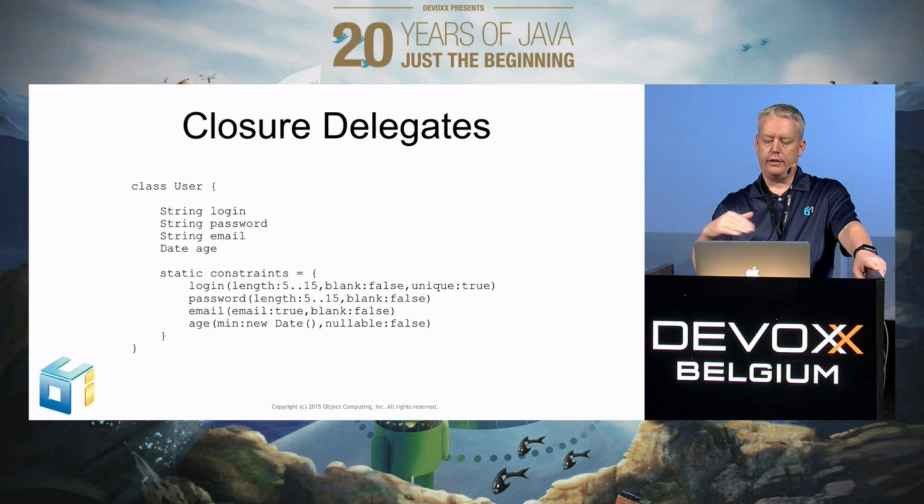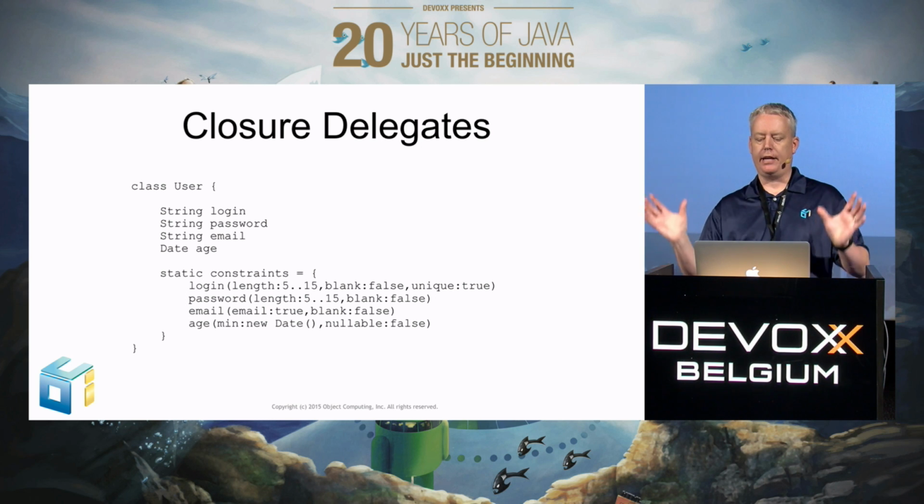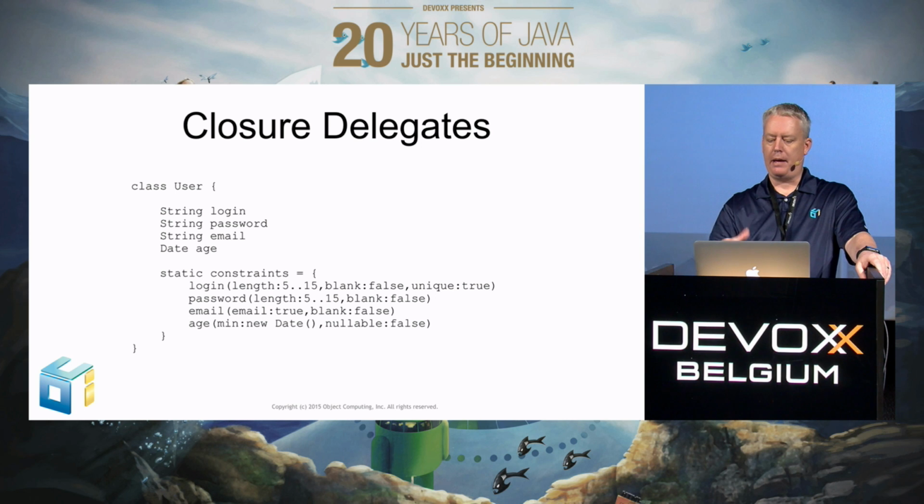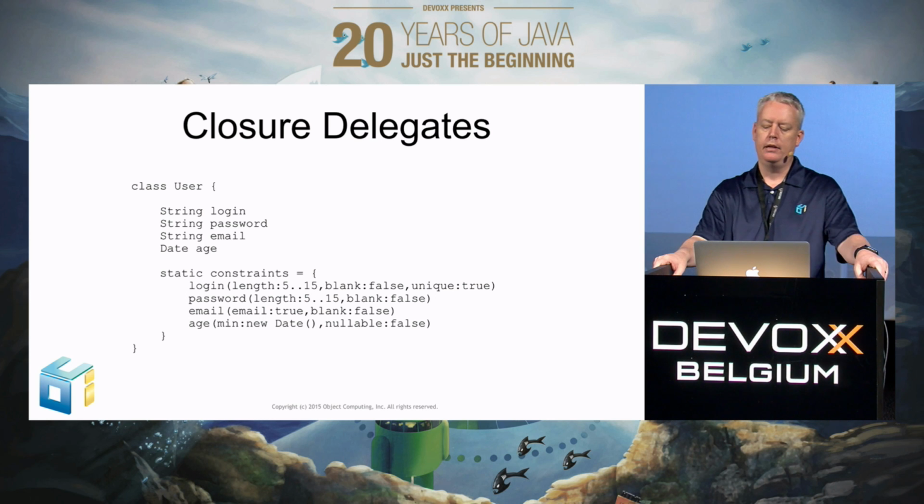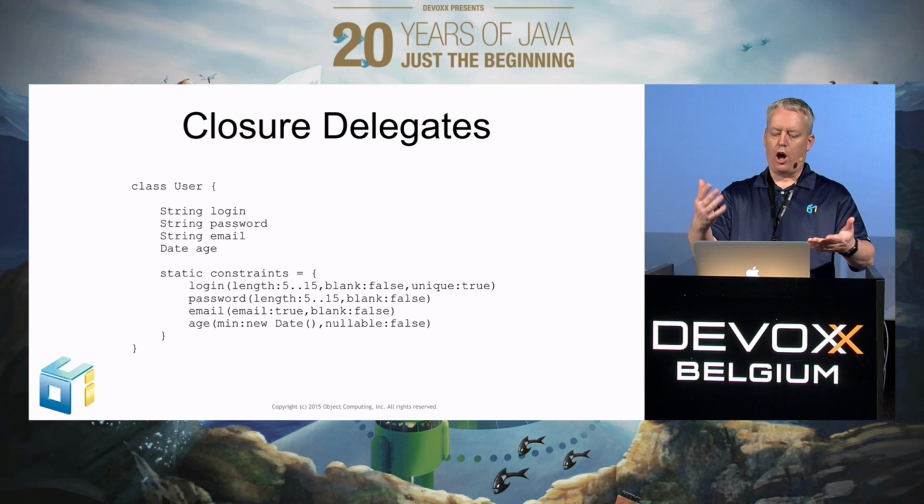And if we look at the code inside of that closure, the very first line in the closure is invoking a method called login and passing a map as a parameter. The map in this case has 3 entries in it. The length, the blank, and the unique are all keys in the map. There is no login method in this class, right?